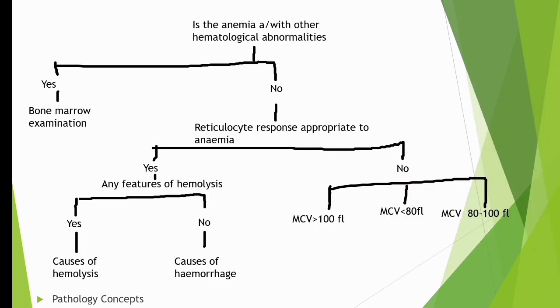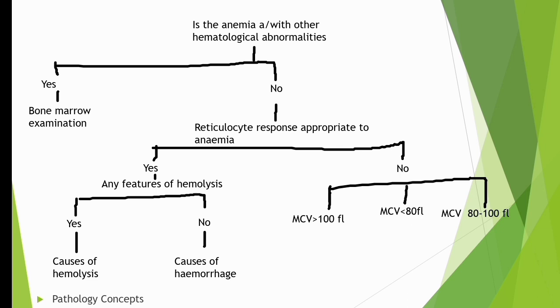This is the chart about how we evaluate the basic laboratory tests in the case of anemia. The first is we see whether anemia is associated with other hematological abnormalities or not. Abnormalities like thrombocytopenia or any abnormal leukocytes. If the answer is yes, then consider aplastic anemia, leukemia, or other malignant marrow disease which can be identified by the bone marrow examination. Pancytopenia can be secondary due to hypersplenism.